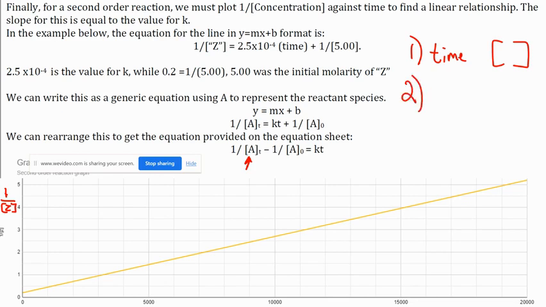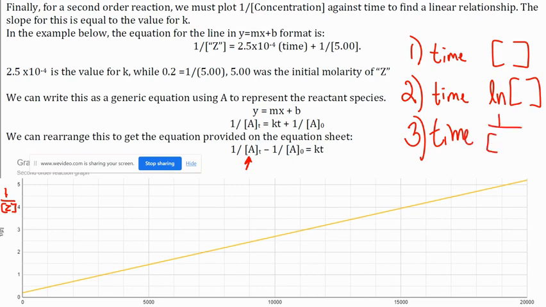If this is a straight line, you just stop because it's 0 order. Then you run another graph that's time on the x and the natural log of that concentration. If that's a straight line, it's first order, you stop. If it's not, you keep going, and this time you do 1 over concentration, and that better be a straight line, because if it's not, something's wrong. It needs to be one of these 3 scenarios.